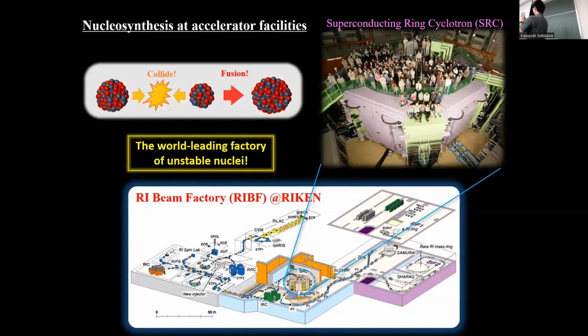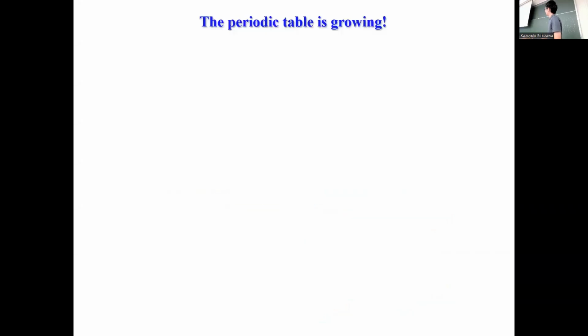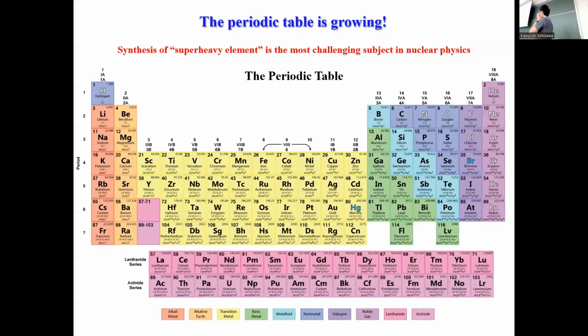So actually, Japan has been a leading facility of unstable nuclear physics. Okay. So this is the introduction to the superheavy elements. The periodic table is growing from time to time, as you may see. So this is the old periodic table.